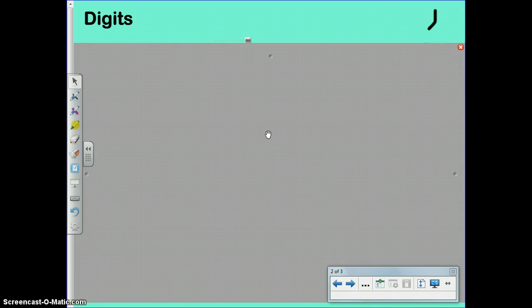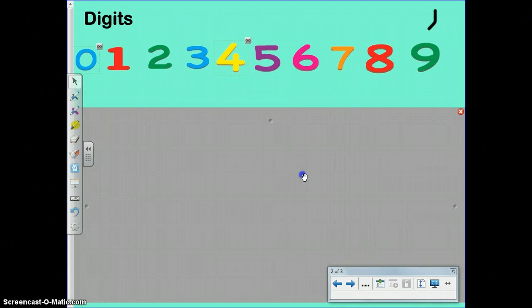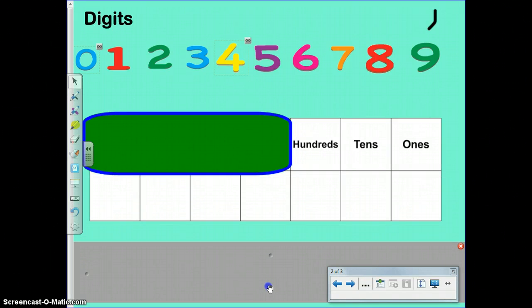Digits are simply the numbers 0 through 9. And what I mean is 0, 1, 2, 3, 4, 5, 6, 7, 8, 9. Those are the digits. It's sort of like the mathematical alphabet. And we use these digits to create numbers and give quantities to things. But those digits do not mean anything without place value.